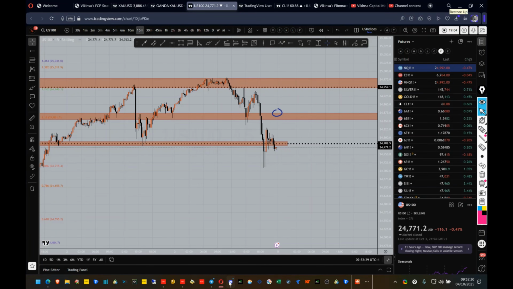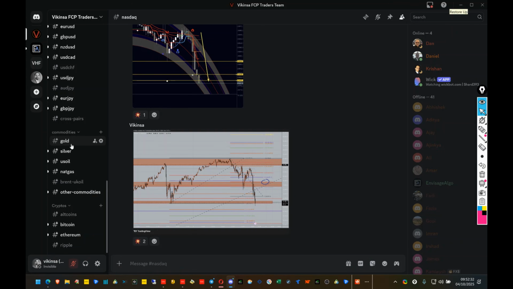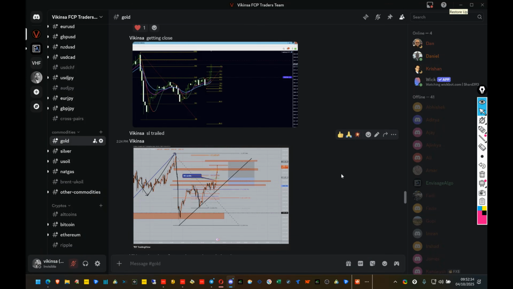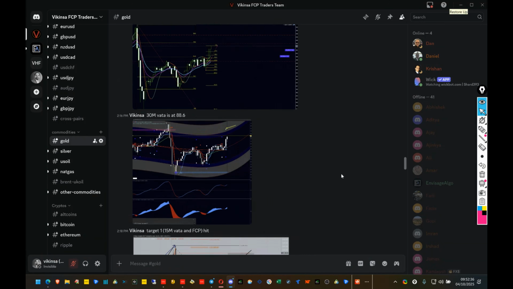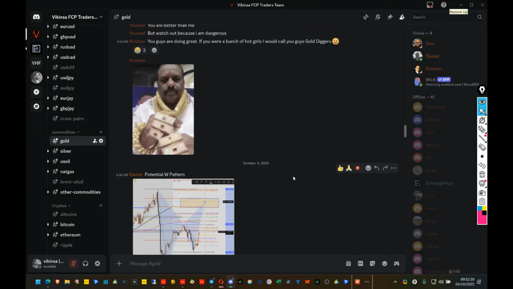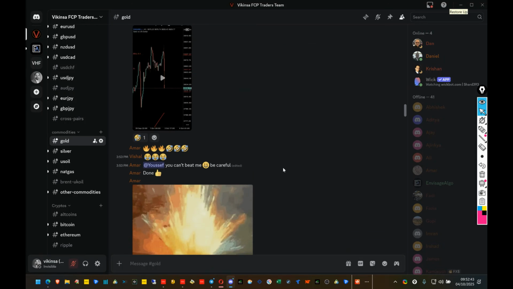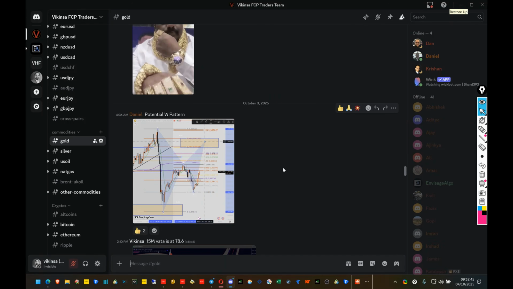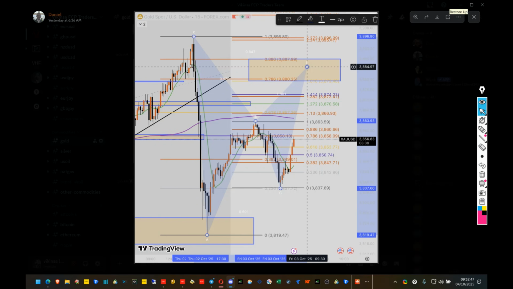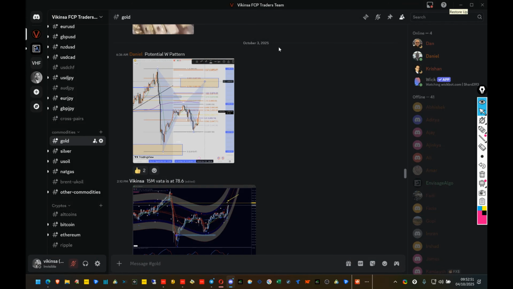There were a couple of other trades, just a bonus, right? Let me show you the gold trade, which we were able to take. So there was one of our students who actually potentially said that there is a potential W pattern, and this was given on 3rd of October. So we work as a little team here in FCP, and there are not many people around here because we want to keep it very, very small.